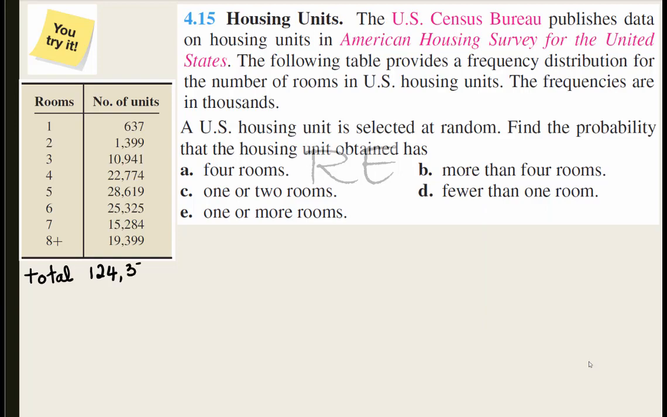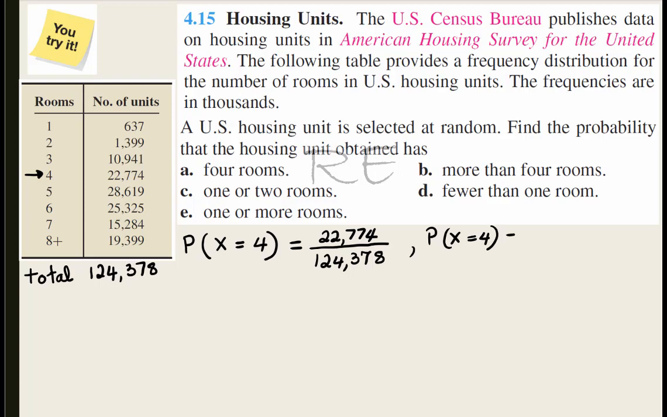Now that we have the total, we're going to answer the different questions. The first one is the probability of X equal to 4 ohms. That probability will be the number of units for 4 ohm, 22,774, divided by the total, and the total is 124,378.